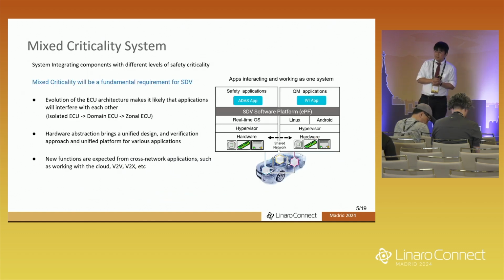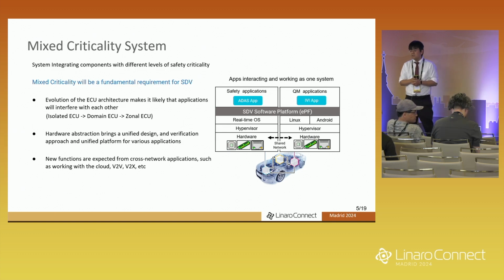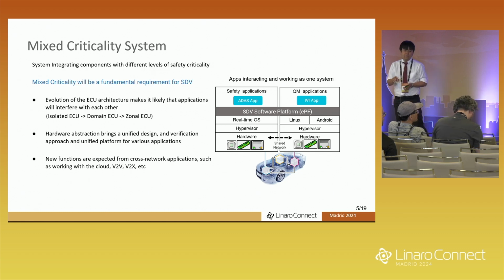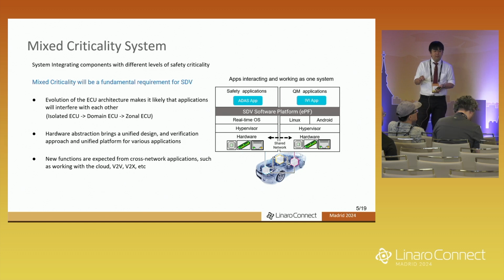So next, I need to mention the mixed criticality system. So this is a system integrating some components with different safety criticality. So for example, this figure shows a system that consists of an ADAS application as a critical component, and also this system has an infotainment application as a non-critical component. So these two applications work closely together as one system. So this is a mixed criticality system.